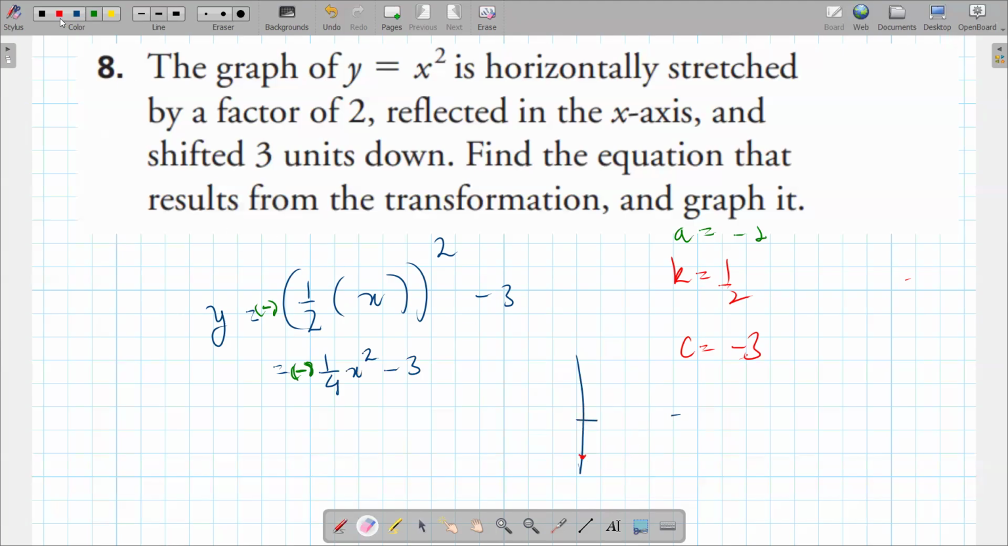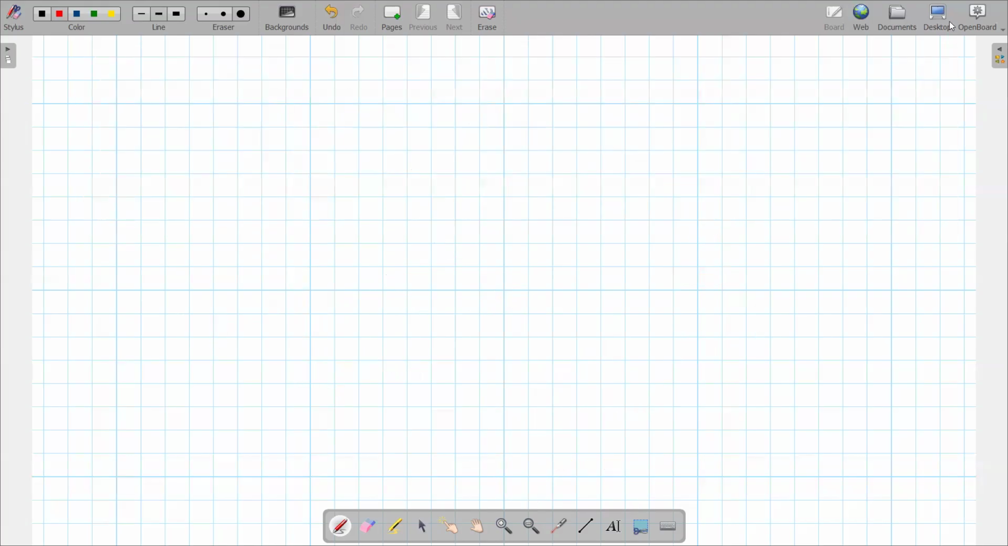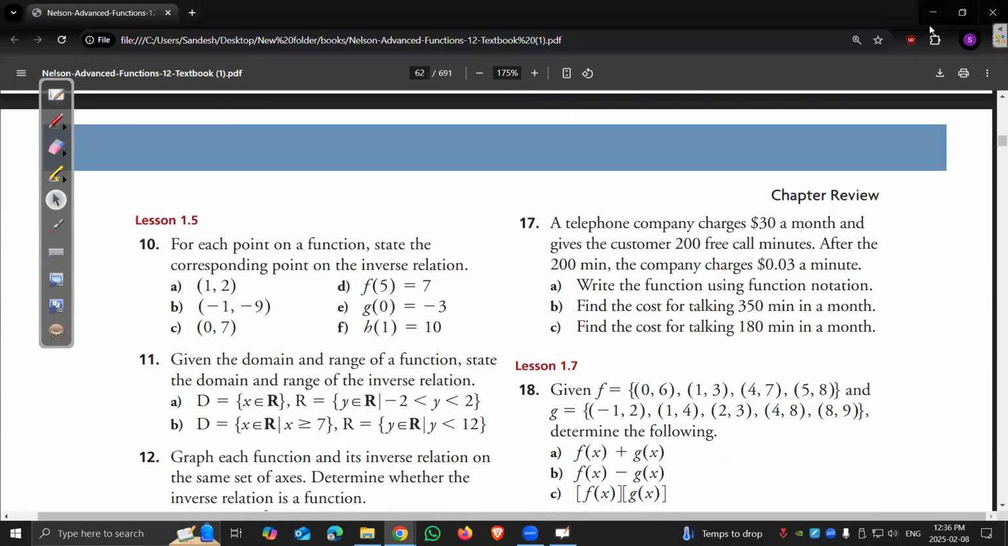Okay. It'll look like this then. Cool? That's it. Okay, we're done with this.